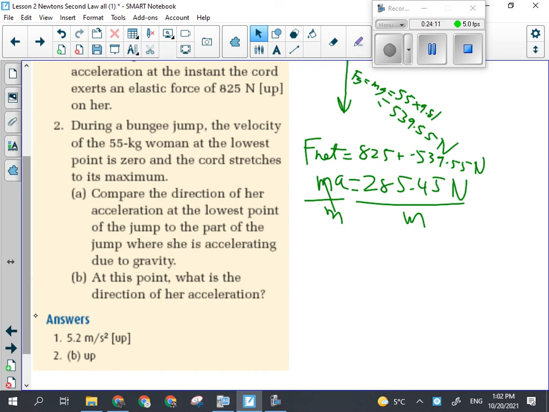All right, so for part A here, it says compare the direction of her acceleration at the lowest point of the jump to the part of the jump where she is accelerating due to gravity. Well, she's only accelerating due to gravity for the first part of the jump where she's in free fall. Once the bungee cord starts to stretch, she's now starting to accelerate upwards. So at her lowest point, her acceleration is definitely upwards. And that's all they're asking there.